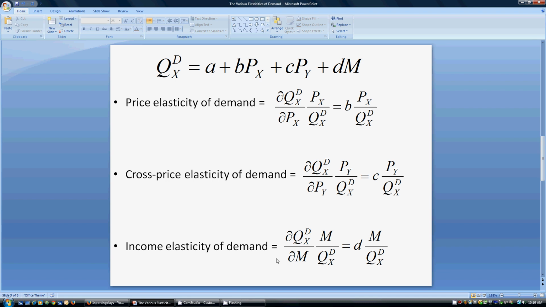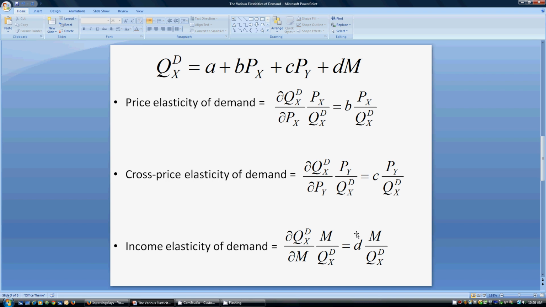The income elasticity is defined as follows. Once again, we'll take the partial derivative of the demand equation, but this time with respect to income. After all, we want to find the income elasticity. Once we get that result, we're going to multiply it by consumer income and divide it by the quantity demanded of good X. So in our example here, the partial derivative with respect to income will be this coefficient in front of the M variable.